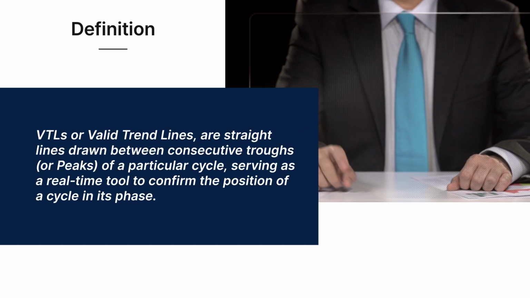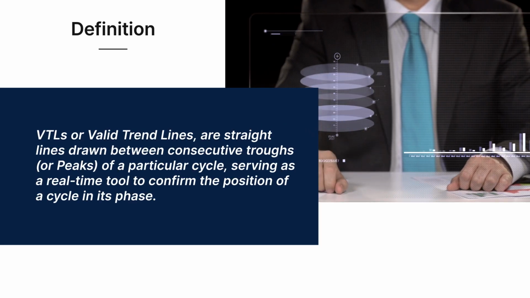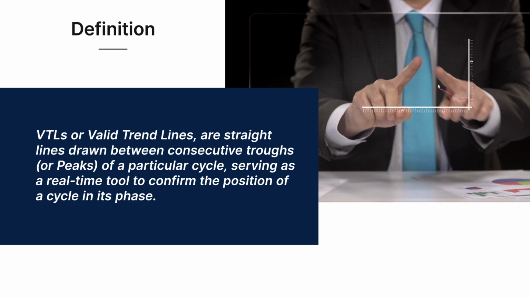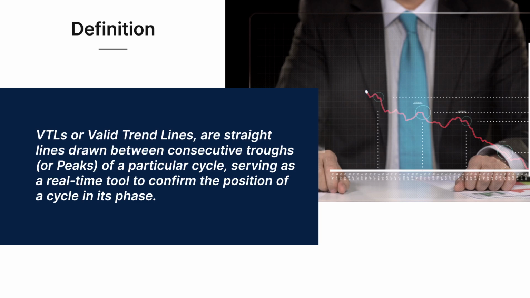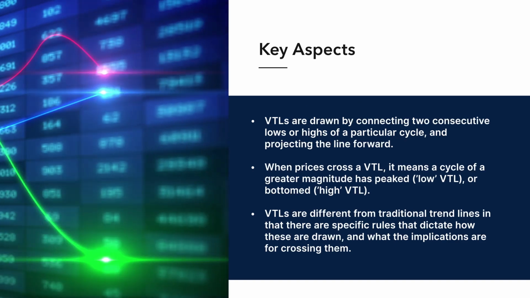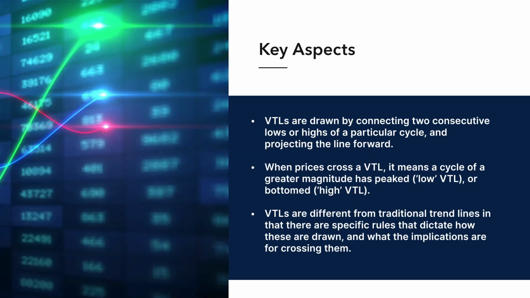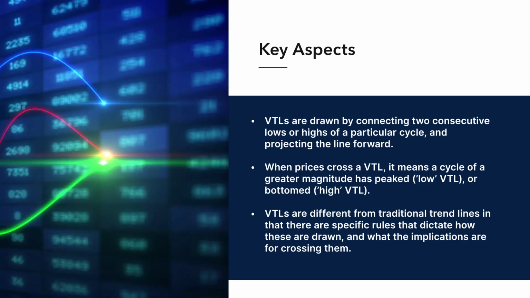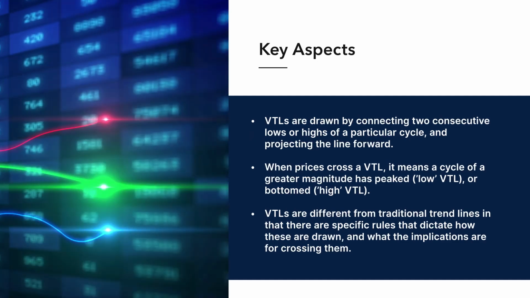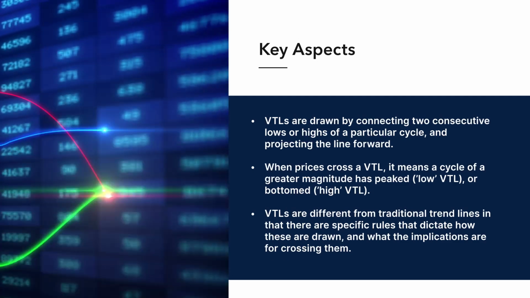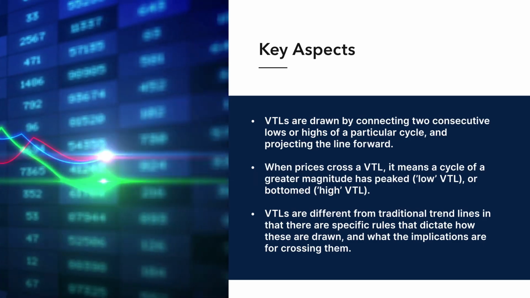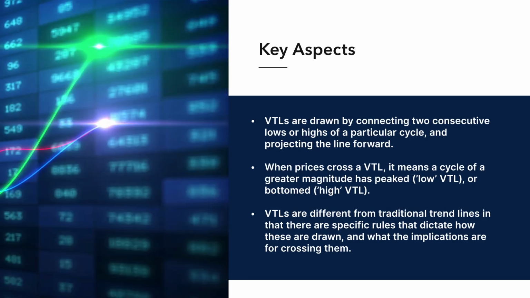VTLs. What are they? VTLs, or valid trend lines, are straight lines drawn between consecutive troughs or peaks of a particular cycle, serving as a real-time tool to confirm the position of a cycle in its phase. Key aspects. VTLs are drawn by connecting two consecutive lows or highs of a particular cycle and projecting the line forward. When prices cross a VTL, it means a cycle of a greater magnitude has peaked, low VTL, or bottomed, high VTL. VTLs are different from traditional trend lines in that there are specific rules that dictate how these are drawn and what the implications are for crossing them.